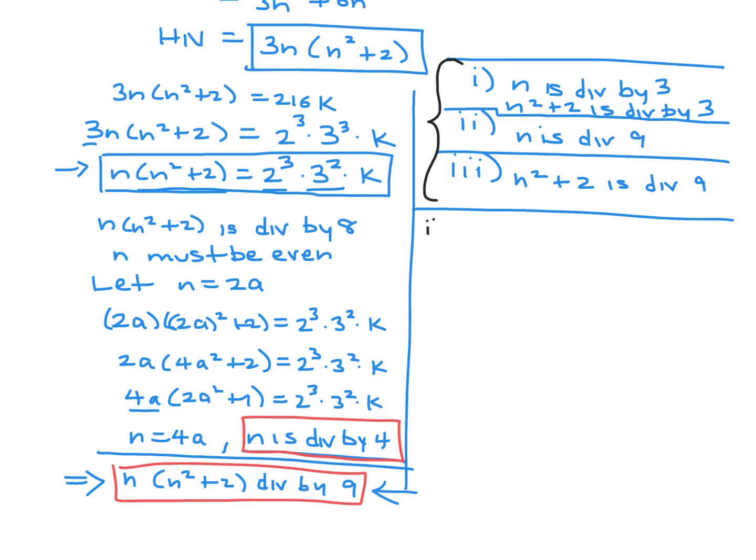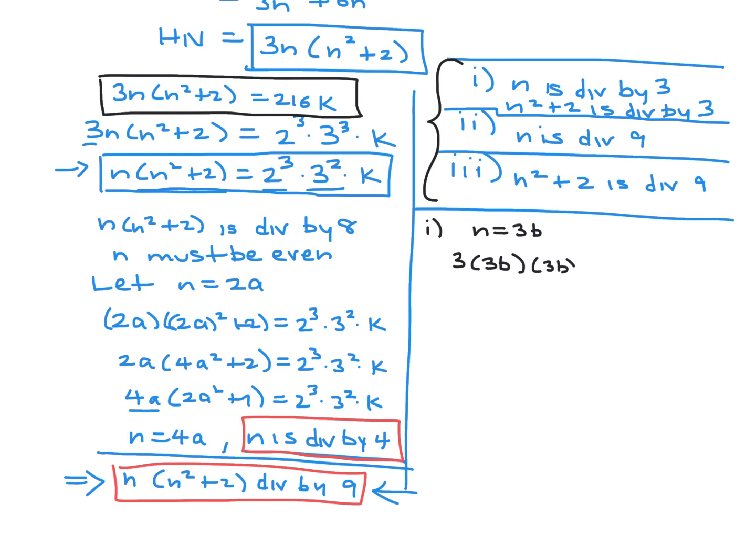Well, let's look at part 1. If n is divisible by 3, let n equal 3b. And therefore that would make this equation, the very original one, 3 times (3b) times ((3b) squared plus 2) is equal to 216k. And then that's 9b times (9b squared plus 2) is 216k.